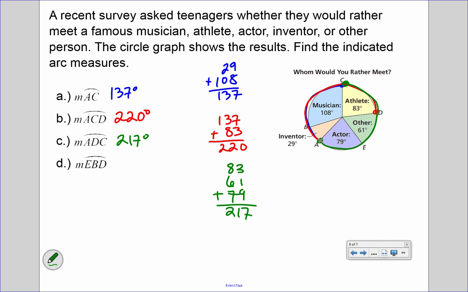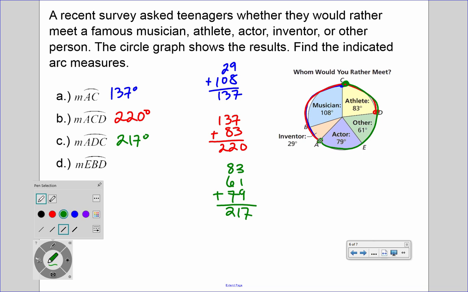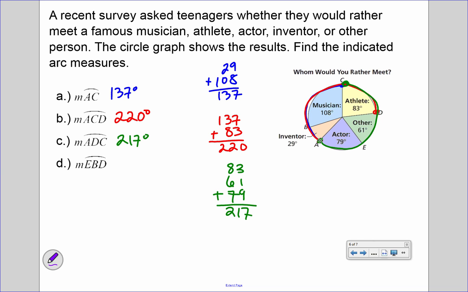All right, our very last one, EBD. So we go from E to B all the way around to D. Now, if you notice, the purple arc is everything except for the green. So we can do 360 minus the green, which is 61. And we get 299. So that arc is 299 degrees.